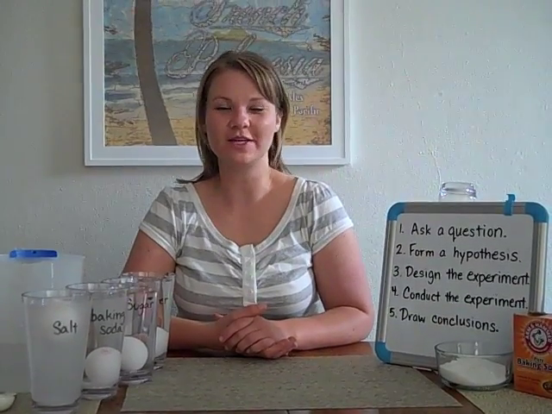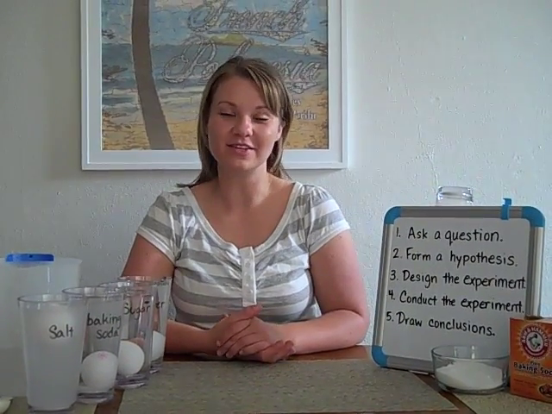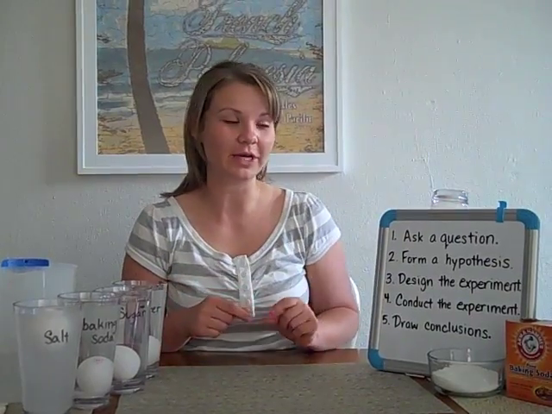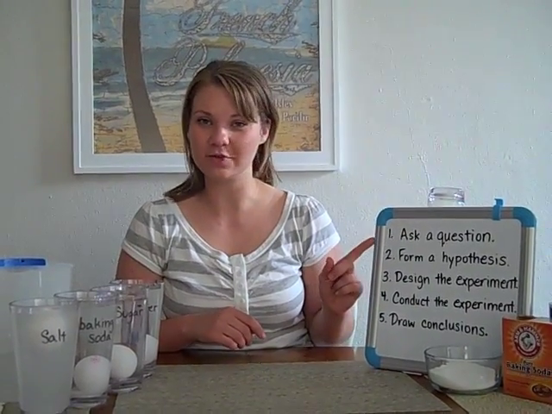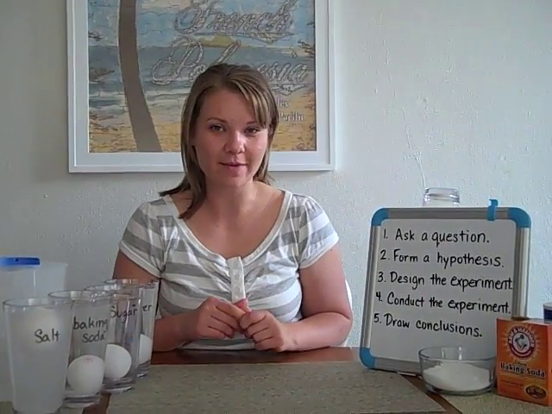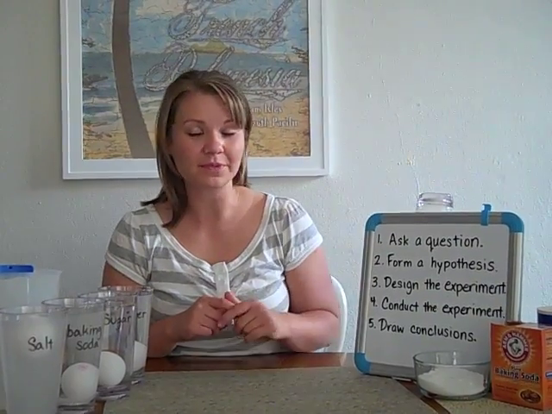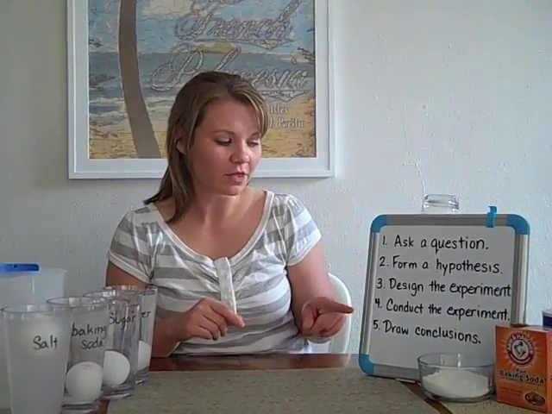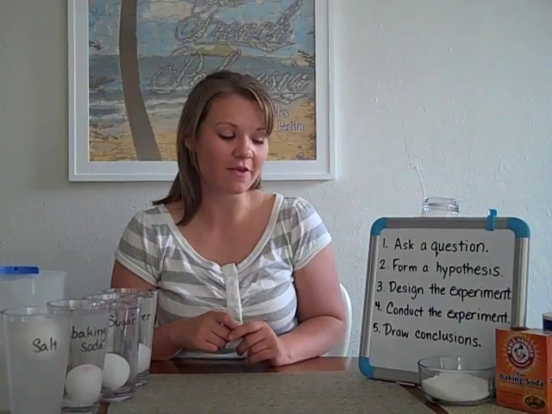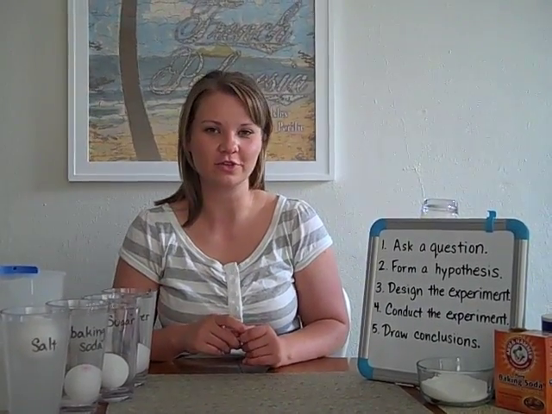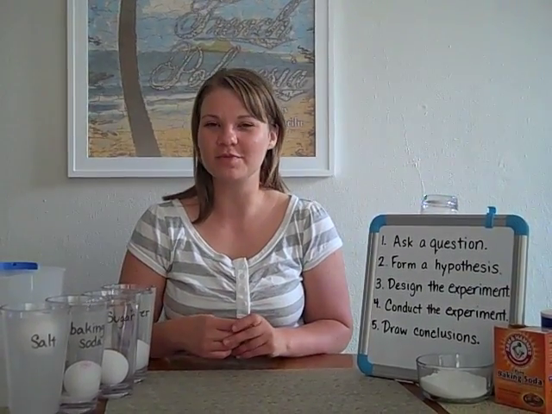Now that you know all the steps in the scientific method, you're ready to design your own experiment. Let's review real quickly. The first step is to ask a question. The second step is to form a hypothesis. Your third step is to design the experiment. The fourth one is to conduct the experiment. And finally, your fifth step is to draw conclusions. Good luck with your experiment and have fun.